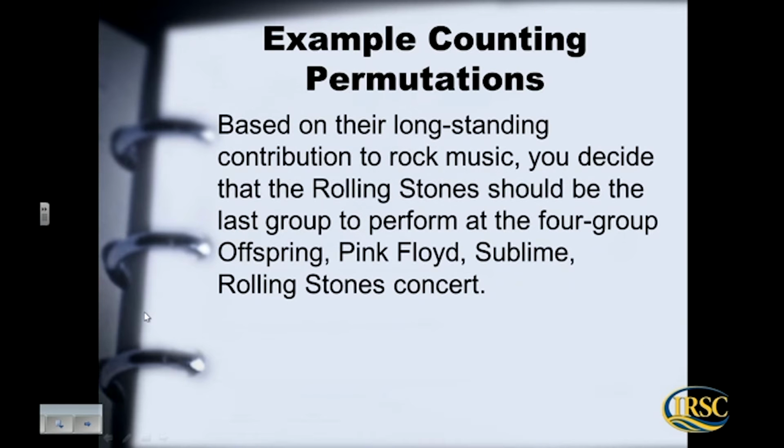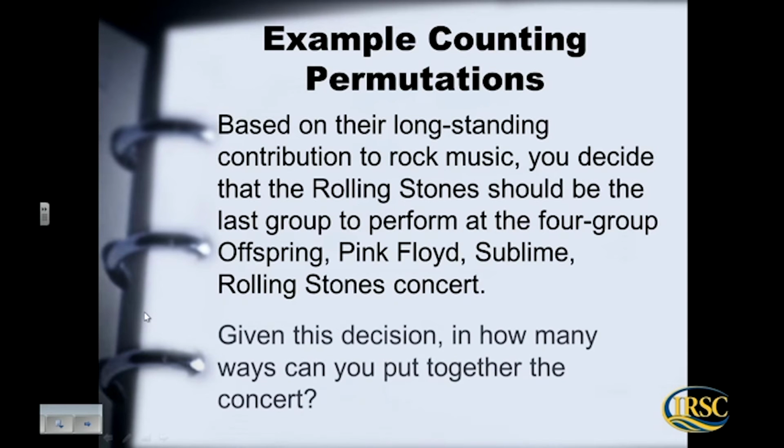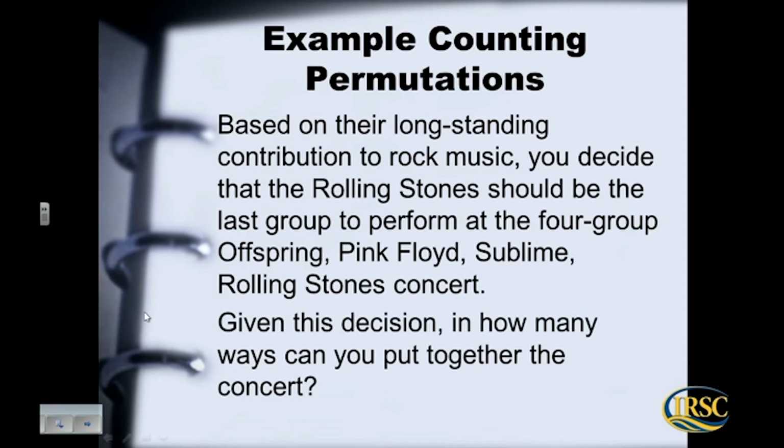items. So based on their long-standing contribution to rock music, you decide that Rolling Stones should be the last group to perform at the 4-group Offspring, Pink Floyd, Sublime, Rolling Stones concert. Given this decision, in how many ways can you put together the concert? Now, this problem can actually be done very similar to what we already did with the fundamental counting principle.